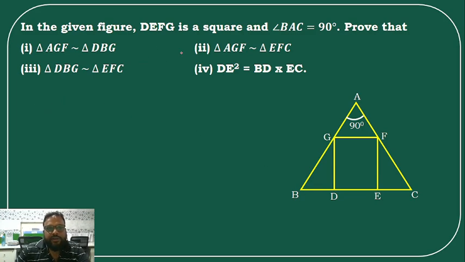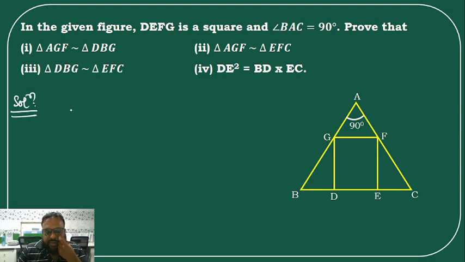In the given figure, DEFG is a square and angle BAC is equal to 90 degrees. We have to prove these four conditions. This question is from the CBSE 2009 question paper. So let us start proving all this.